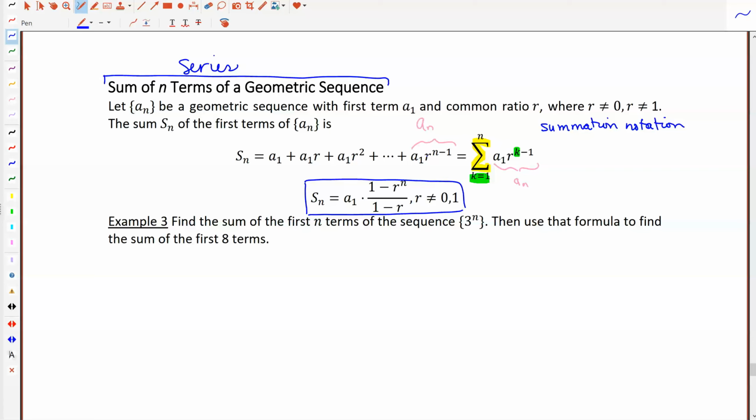This formula doesn't allow r to be 1 because if you notice, if we put 1 in the denominator, we would get something that's undefined. So we can't use this formula to sum a geometric sequence if my common ratio r is 1.